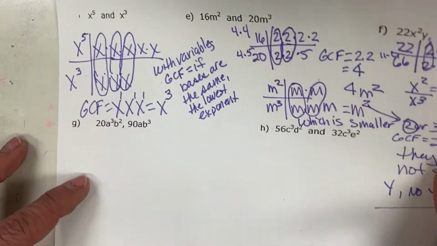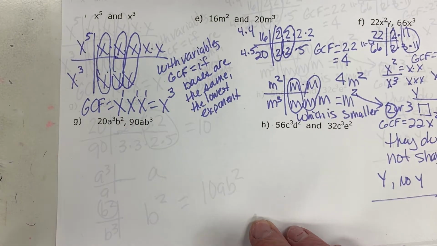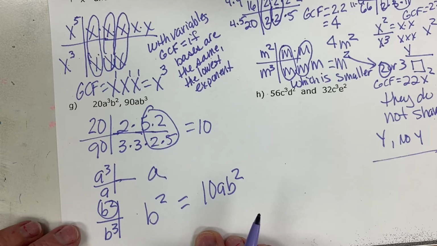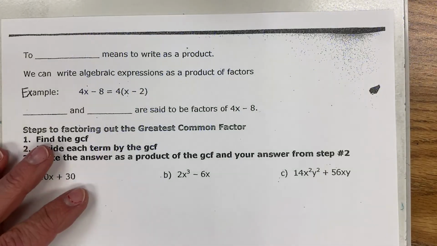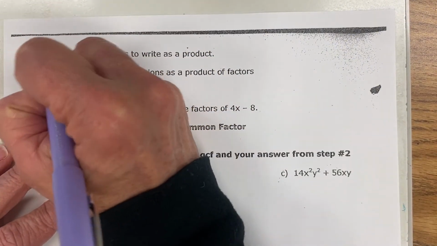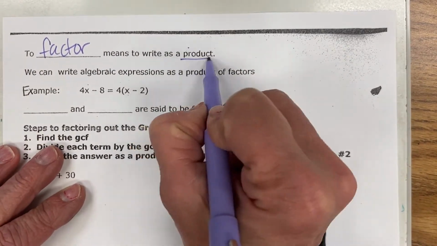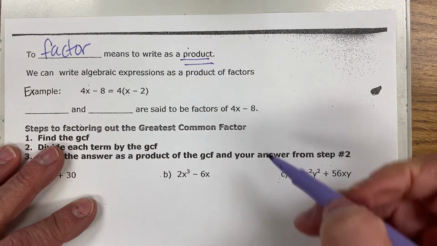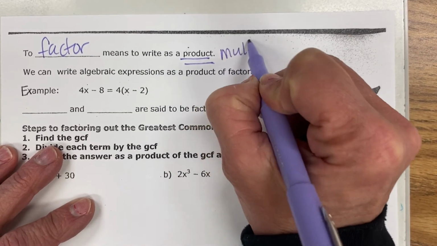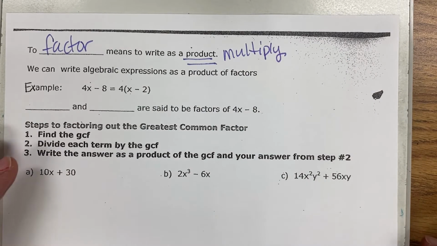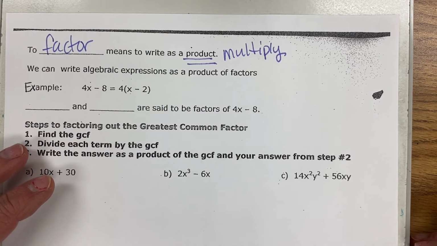All right, take a second and see if you come up with an answer for letter G. All right, letter G is 10ab squared. So to factor means to write as a product. A product means multiply. That is the end game of multiplication, is a product.